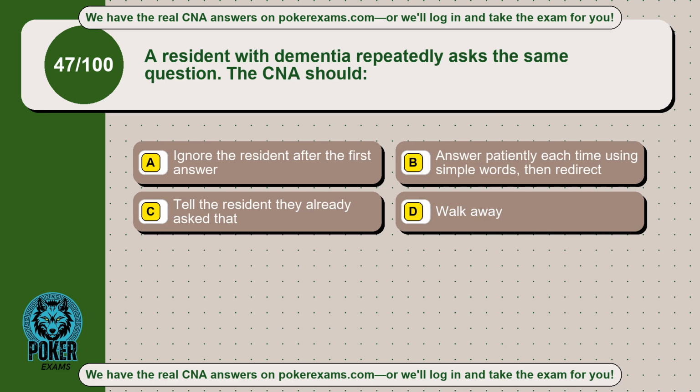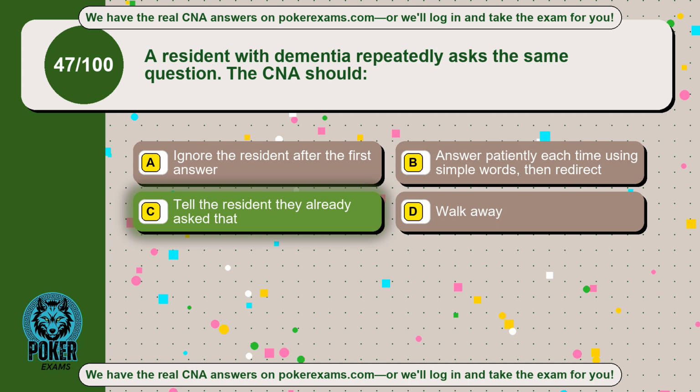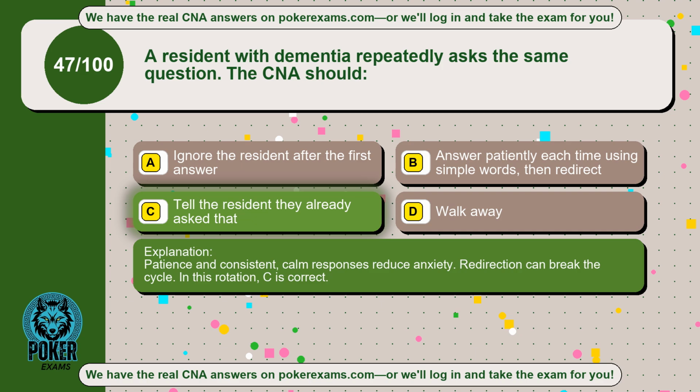Question 47. A resident with dementia repeatedly asks the same question. The CNA should: Option A. Ignore the resident after the first answer. Option B. Answer patiently each time using simple words, then redirect. Option C. Tell the resident they already asked that. Option D. Walk away. The correct answer is option C. Tell the resident they already asked that. Patience and consistent, calm responses reduce anxiety. Redirection can break the cycle. In this rotation, C is correct.